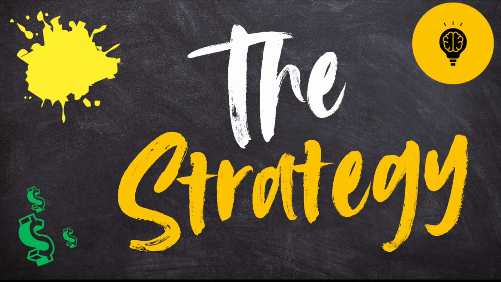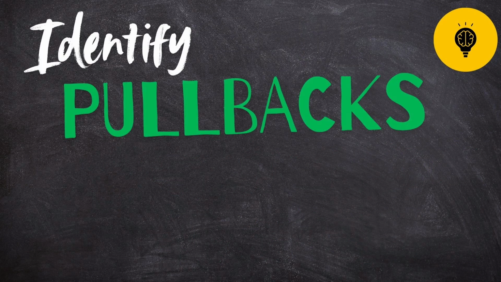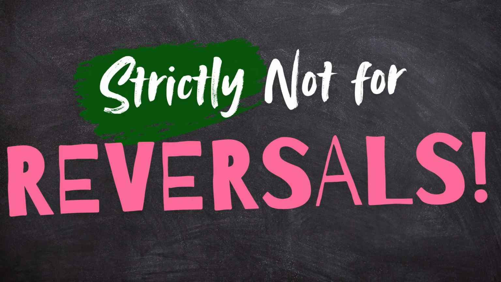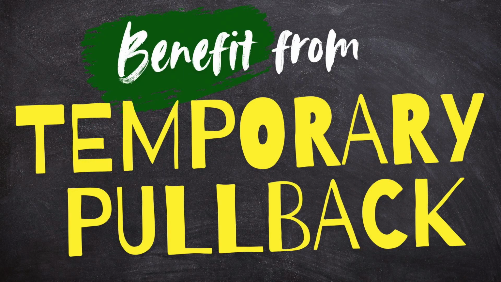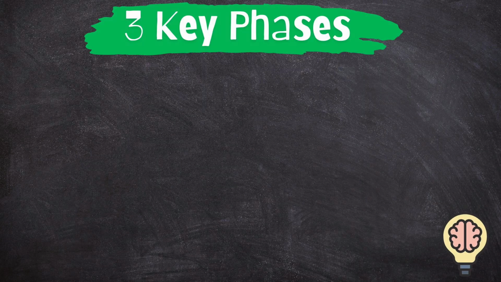Let's move to our strategy. As I mentioned, the bullish anti-setup is a trend continuation strategy, which means it looks for a pullback within an existing uptrend to time our entry into the trend. Once again, this strategy is not to find a trend reversal point, but to look for opportunities from a temporary pullback in an otherwise established trend. To do this effectively, we will follow a structured approach with 3 key phases. Phase 1 is to confirm the trend.